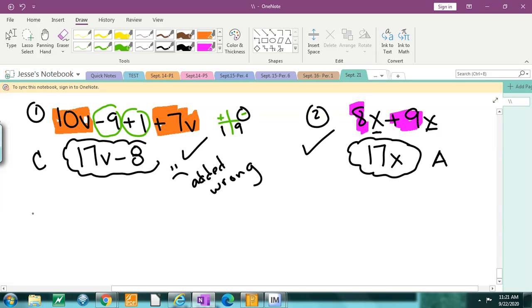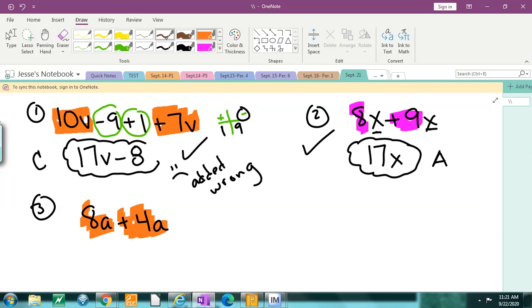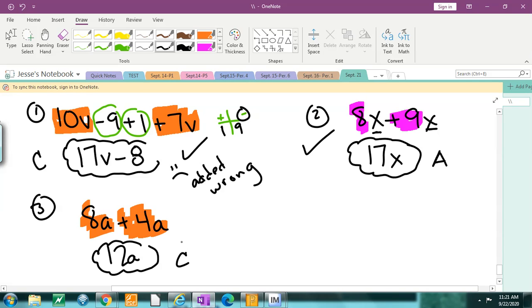Number 3. Oh, that's another easy one. 8a plus 4a, right? So you got 8a and then plus 4a. Well, that's 12. No, it's 12a. So that's number 3, and that should be letter C. So these are pretty easy.